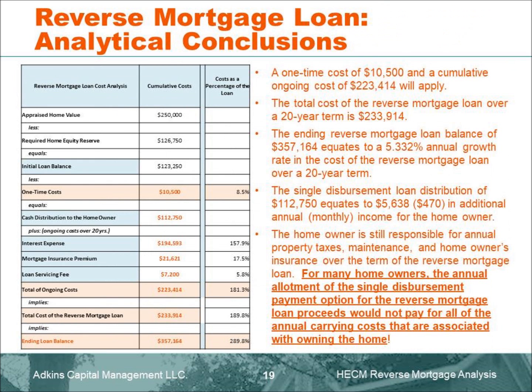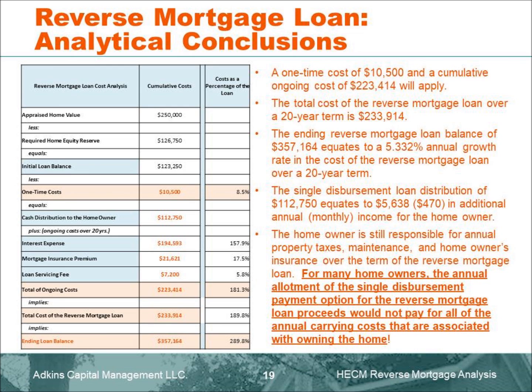$223,414. The table on this page lays out the cost structure of an HECM reverse mortgage loan in clear and concise detail. Based on this cost analysis, the total cost of the reverse mortgage loan over a 20-year term would be $233,914.